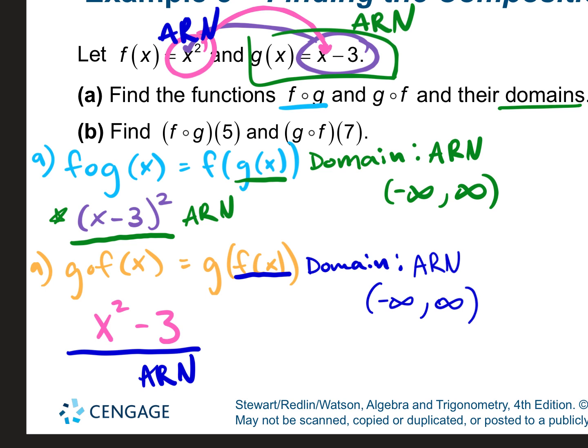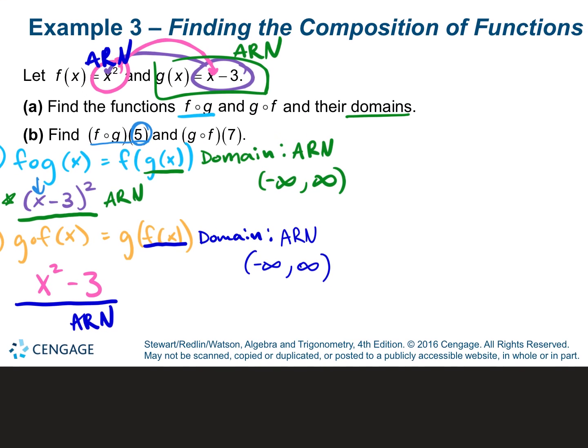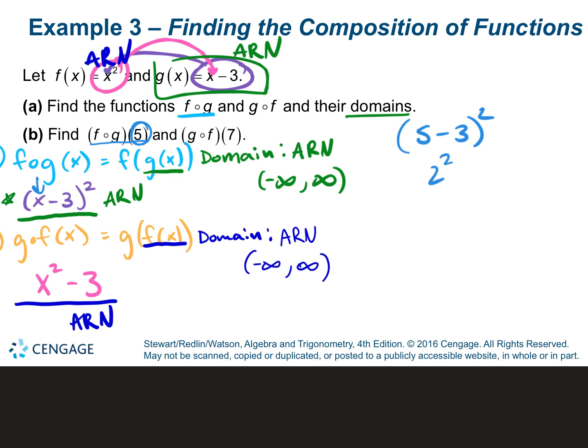Now for b, we want to find f of g of 5. So we're going to take 5 and plug it into x in our f of g. So this would be 5 minus 3 squared. What's 5 minus 3? And what's 2 squared? 4. So f of g of 5 would be 4.